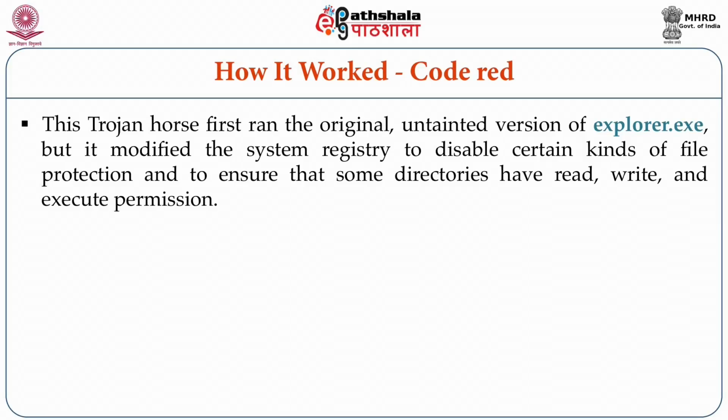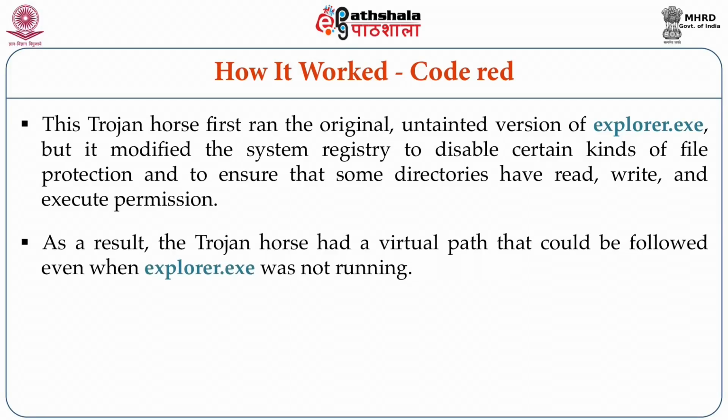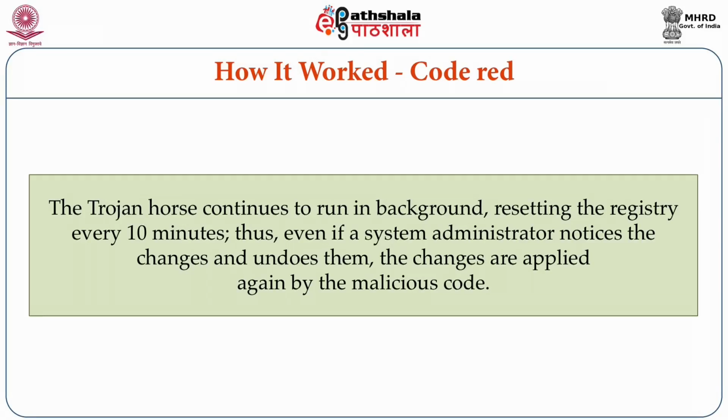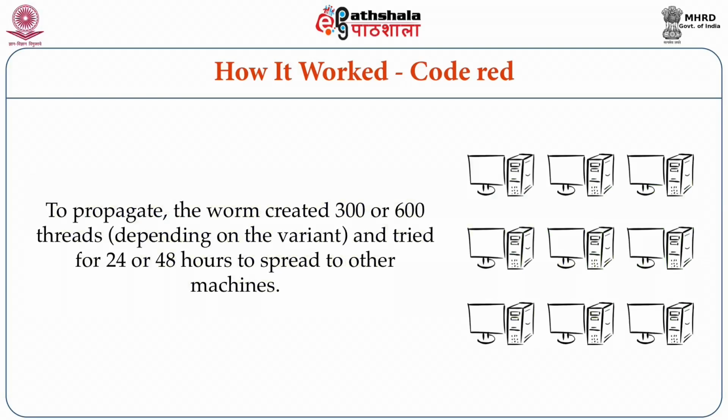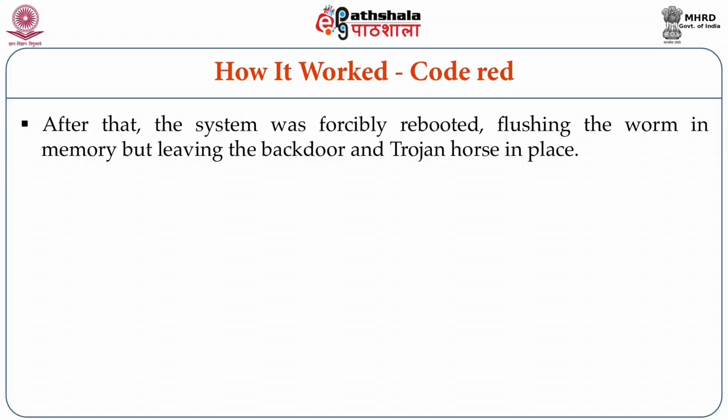It modified the system registry to disable certain protections, and then it ensured that some directories have read, write, and execute permissions. The Trojan horse had a virtual path that could be followed even when explorer.exe was not running. The Trojan horse continued to run in the background, resetting the registry every 10 minutes. Thus, even if a system administrator notices the changes and undoes them, the changes are applied again. The worm created 300 to 600 threads. After that, the system was forcibly rebooted, flushing the worm from memory, but leaving the backdoor and the Trojan in place.